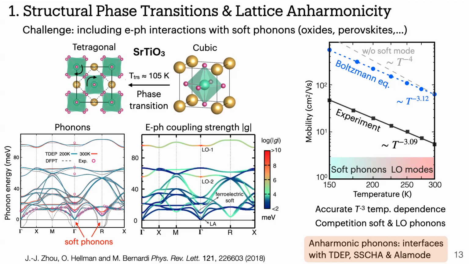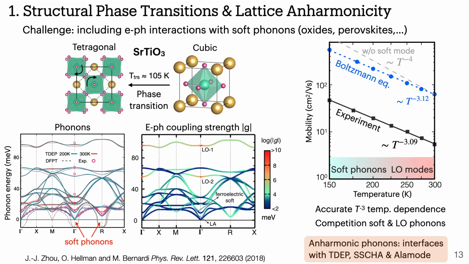And so as we've shown here on the right, adding the soft modes in this material is very important to capture the temperature dependence, where you see the temperature dependence in experiment is temperature to the -3, which is nicely captured by the Boltzmann equation. The reason the mobility is overestimated in this material is because the electron-phonon coupling is stronger than is captured by the lowest order of perturbation theory. So you basically have large polarons. And so that's a problem that can be addressed with some techniques that we'll not discuss today.